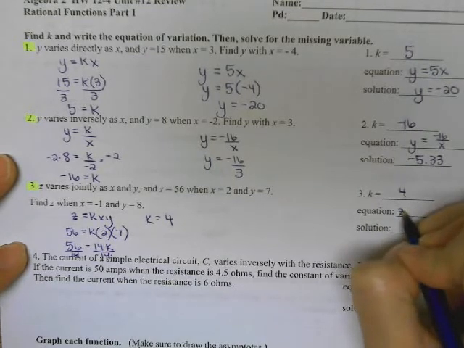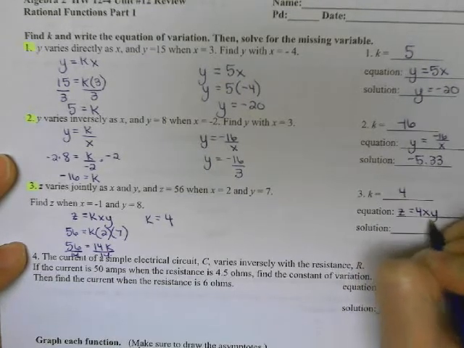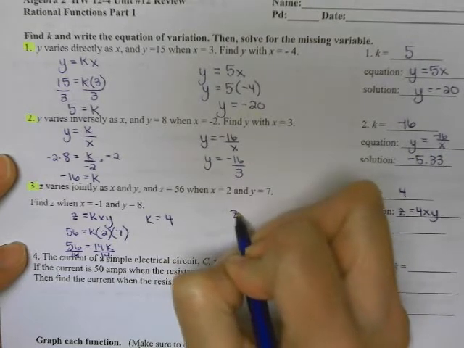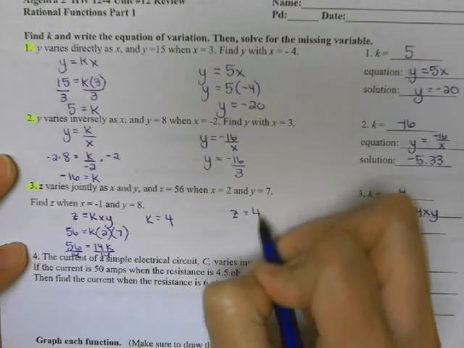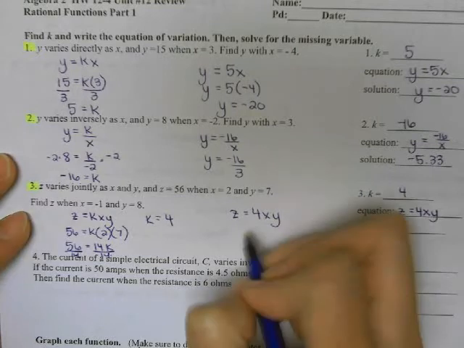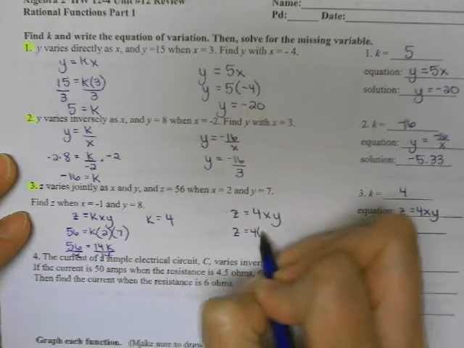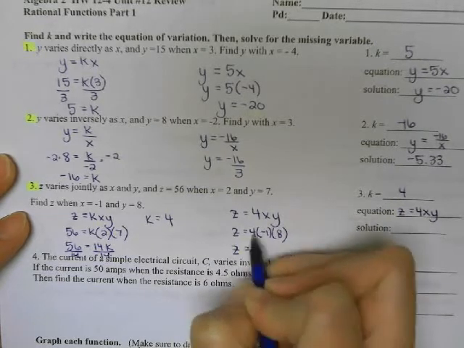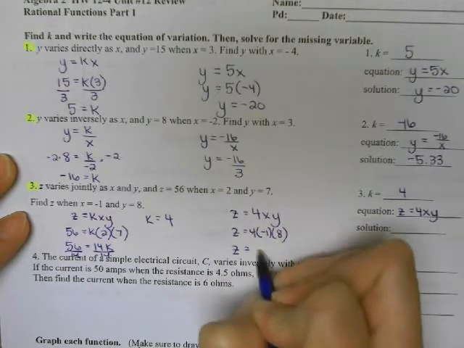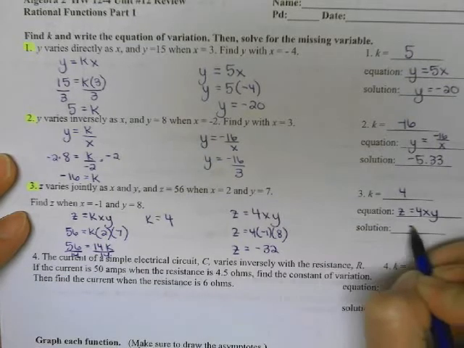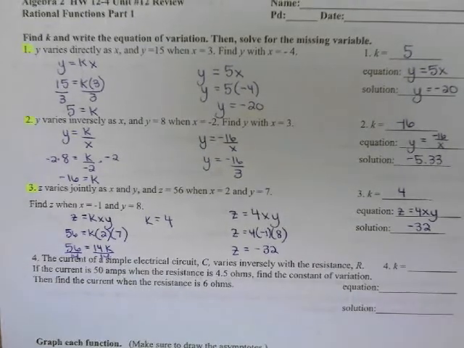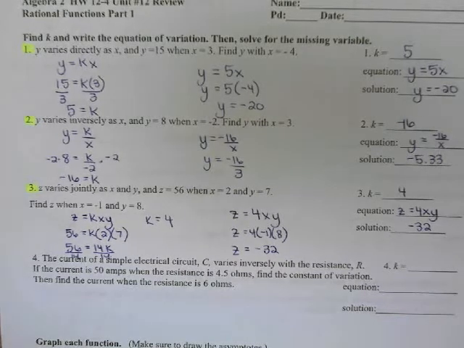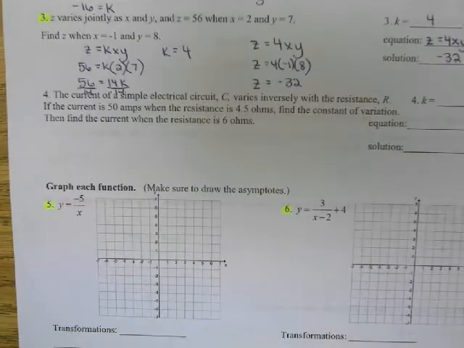Again, equation, you're going to rewrite it and plug in what we just found. Now, the solution, it wants me to use this equation to find z when x is -1 and y is 8. So 4 times -1 times 8 gives me a -32. All right, so those are 3 variation problems. Number 4 is another inverse variation, and we'll come back to that.